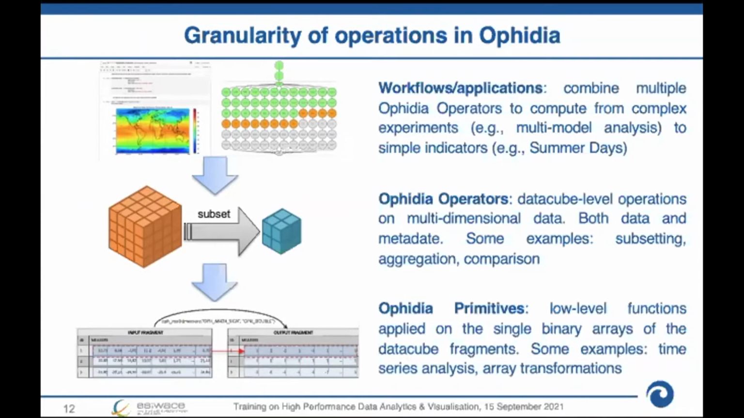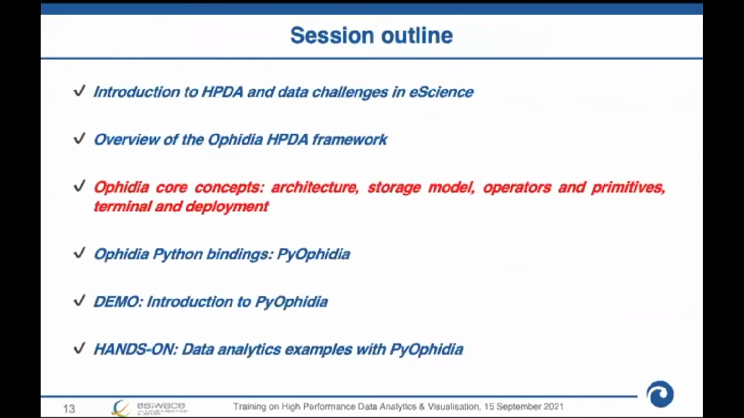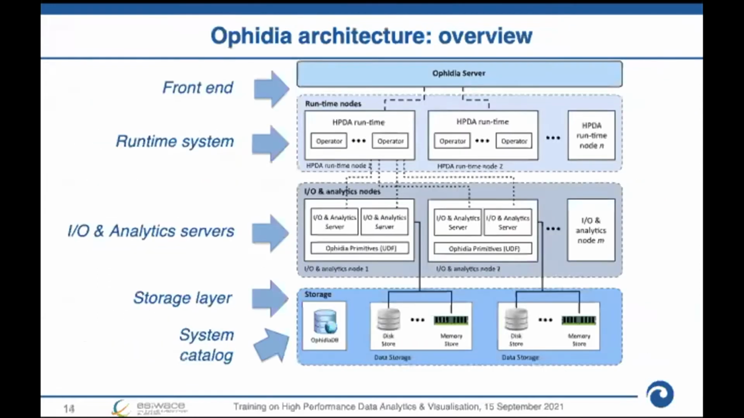Then there are the parallel operators, which are applied at the level of a single Ophidia multidimensional data cube, and these are used to perform operations such as subsetting or data reductions. Operations internally execute the Ophidia primitives, which are on the lower part of the slide, which are basically lower level array-based operations applied in parallel on the fragments composing each data cube. Now I'll provide some details about the core aspects of the framework.